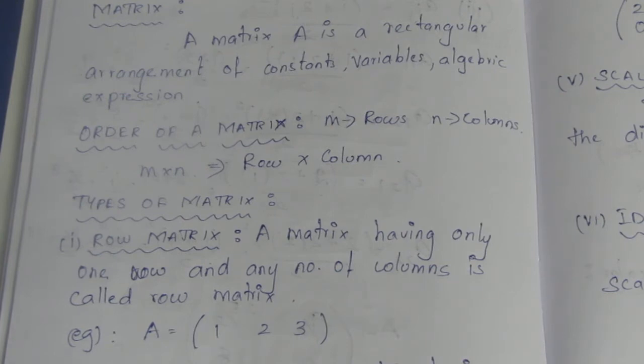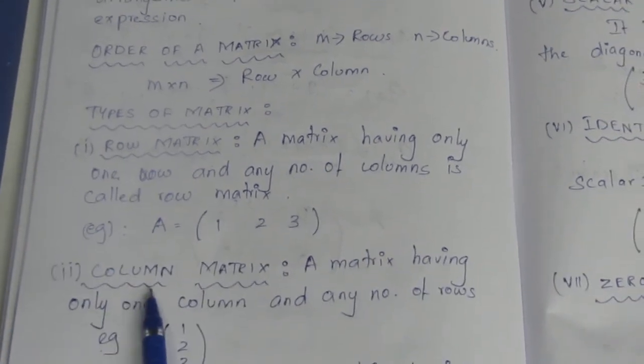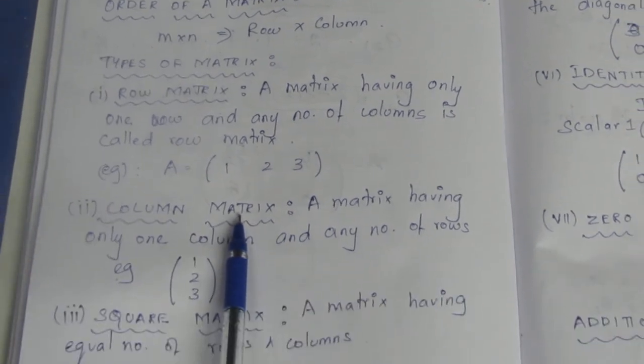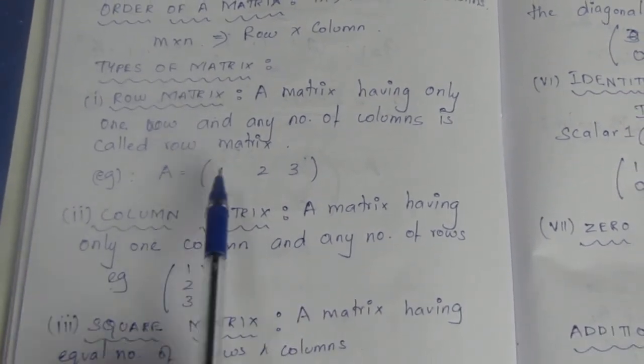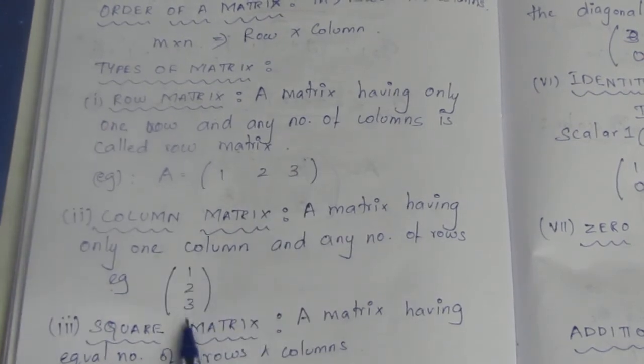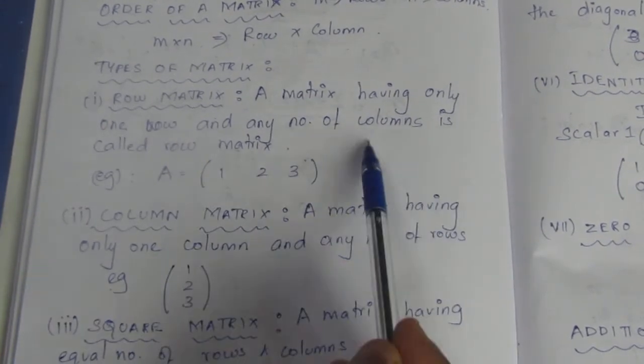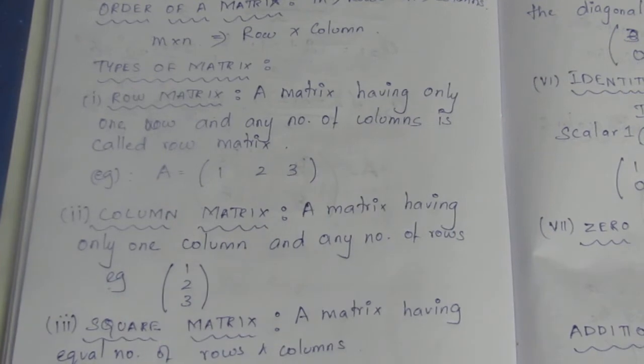In the same way, a column matrix is one that has only one column and any number of rows. Then it is a column matrix. This is only one row, this is only one column. These are rows and these are columns.